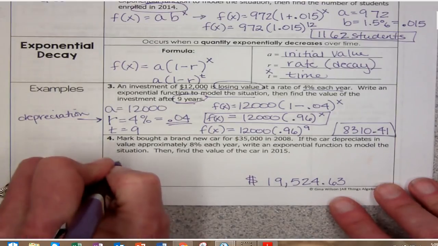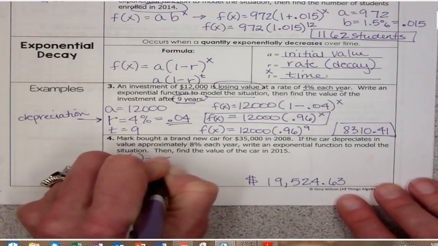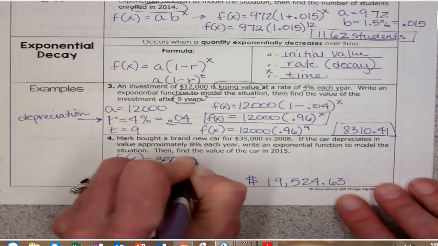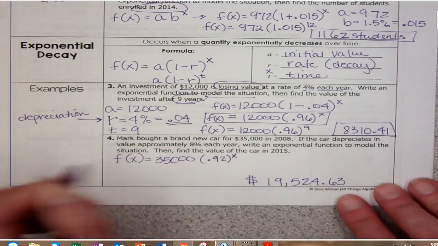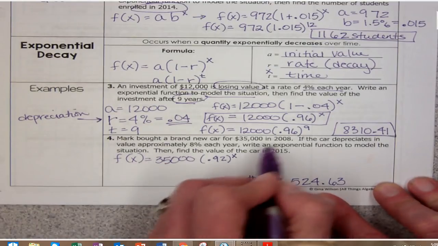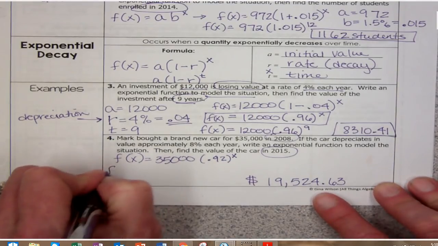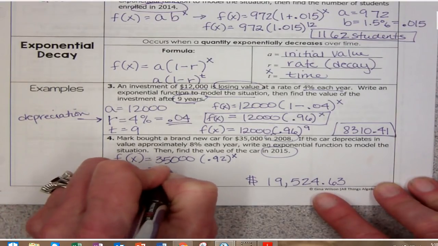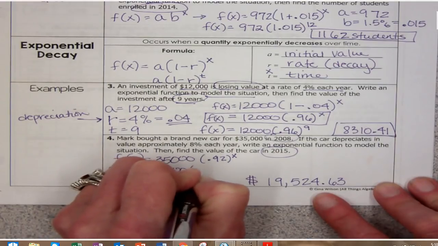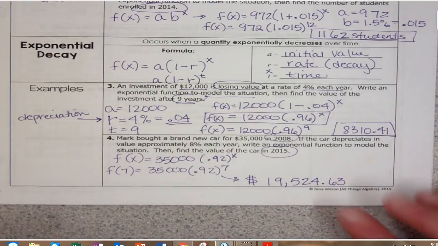Because the equation would be f of x equals 3,500.92 to the x power. Then when you plug in from 2008 to 2015, that's going to be 7 years. So f of 7 is going to be that amount.